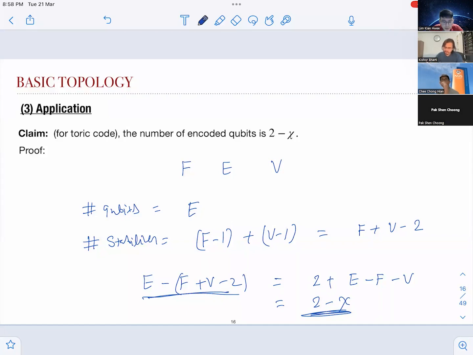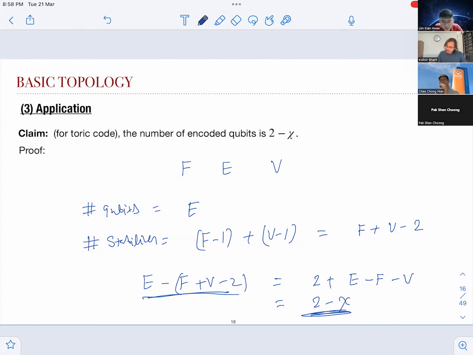Since I did it quickly, let me do it again, maybe for some people. The number of qubits that we had in the case of the torus was basically E, and the number of stabilizers, those corresponding to faces, plaquettes, and vertices, was F minus 1 and V minus 1. And why this one here? Because if you multiply all the plaquette operators or all the vertex operators, you get identity. So you have one constraint for the vertex operator case and one constraint for the plaquette operator case, and that's why you have F minus 1 and V minus 1. So you have F plus V minus 2.